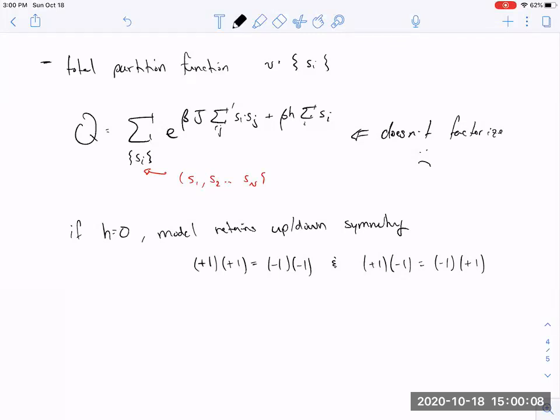So the weight of a configuration in the absence of an applied field retains this up-down symmetry. If I have a symmetry operation where I flip all the spins simultaneously, it returns the exact same Boltzmann factor as the system before that operation was acted upon it. Okay, so for the moment, let's leave it there. So that's our Ising model partition function.